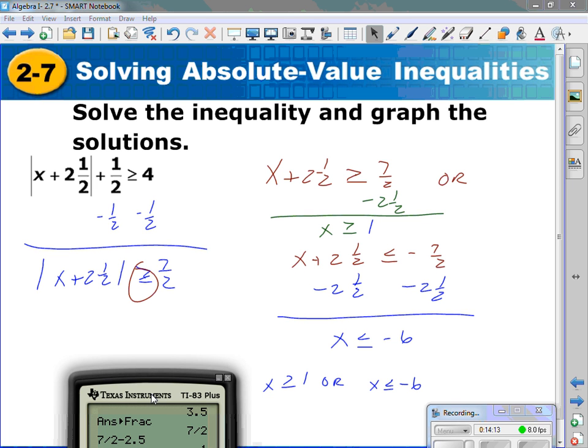Now to graph this, which one's my smaller number? -6. My bigger number's 1. It's less than -6. It's bigger than 1. There I go.